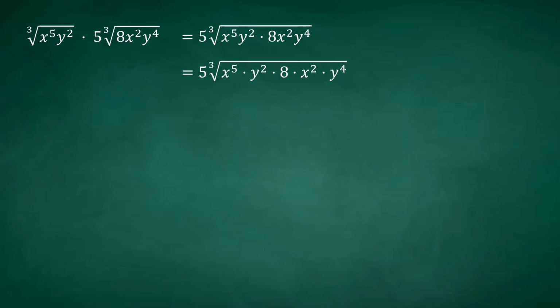Cube root of x raised to the power of 5 y squared times 5 cube root of 8x squared y raised to the power of 4. Notice that both radicals are cube roots, so you can use the rule to multiply the radicands. 8 times x raised to the power of 5 times y squared times x squared y raised to the power of 4. So the new expression is 5 cube root of 8 times x raised to the power of 7 times y raised to the power of 5.